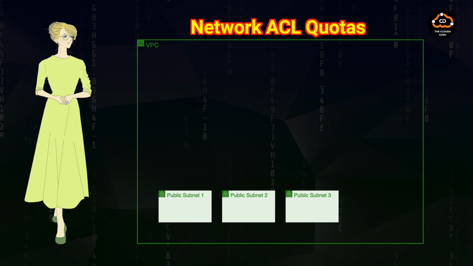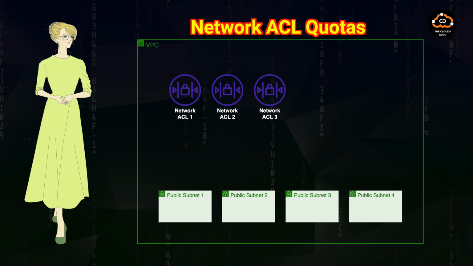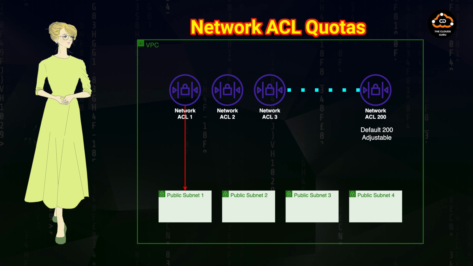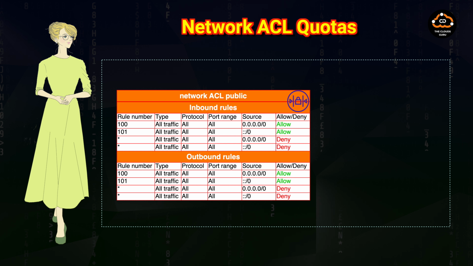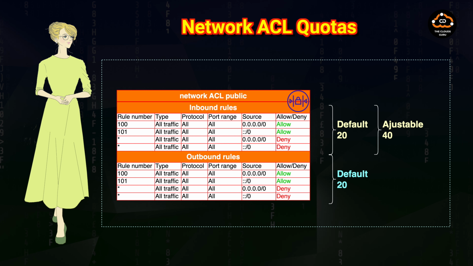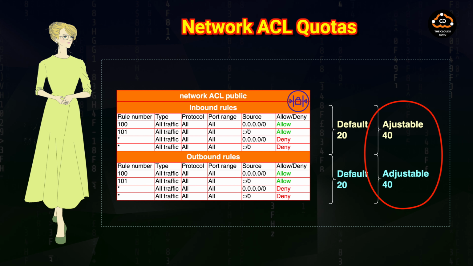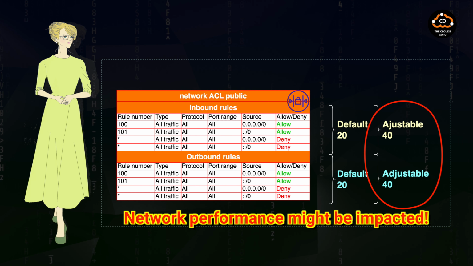Network ACL Quotas. Network ACLs per VPC: 200, which can be adjusted. You can associate one network ACL to one or more subnets in a VPC. Rules per network ACL: default 20 inbound rules and 20 outbound rules. This quota can be increased up to a maximum of 40 inbound rules and 40 outbound rules for a total of 80 rules, but network performance might be impacted.